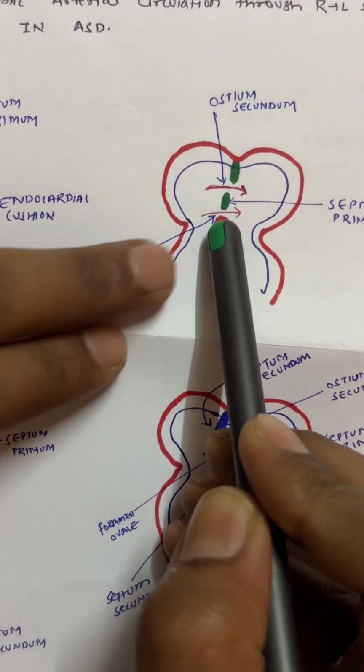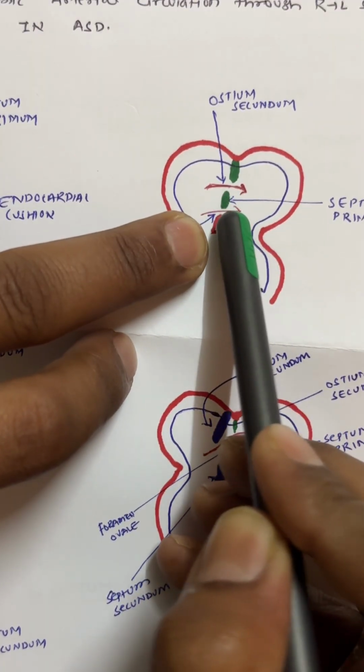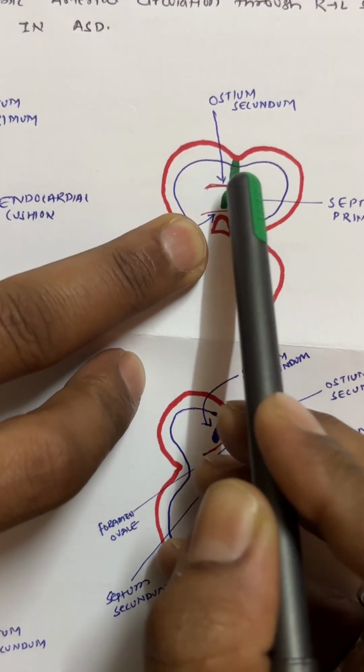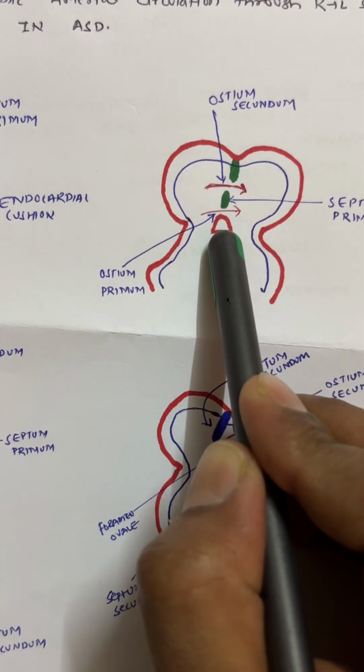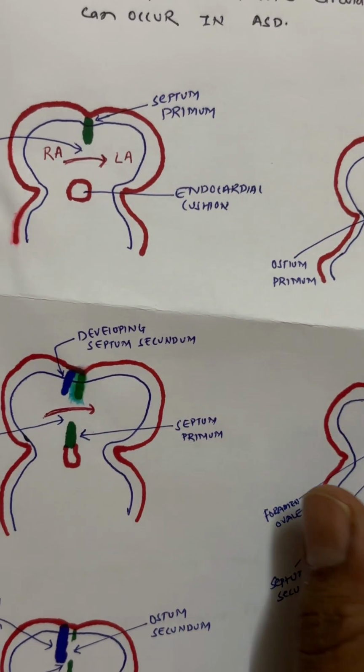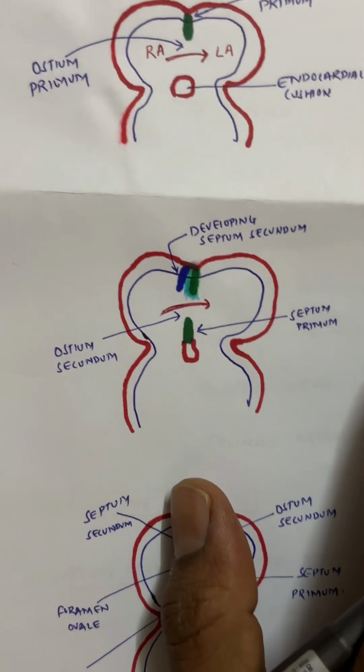The ostium primum is below. This red is ostium primum, but this new opening is called ostium secundum. And this is endocardial cushion. And this green line is septum primum. Now let's understand this third figure.